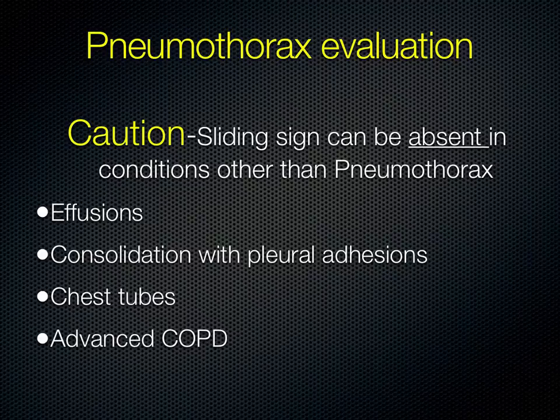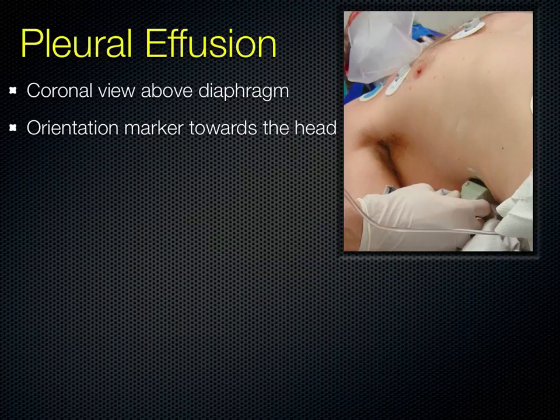Things that can interfere with the appreciation of sliding sign are an effusion, because obviously fluid gets between the two pleura; consolidation with adhesions, for instance inflammatory pneumonia where there are adhesions; prior pleurodesis; chest tubes, which can tack the lung down and not allow it to move very easily; and advanced COPD where there are some adhesions and bullous lesions. These things can all create false positives for pneumothorax if you just use sliding sign.